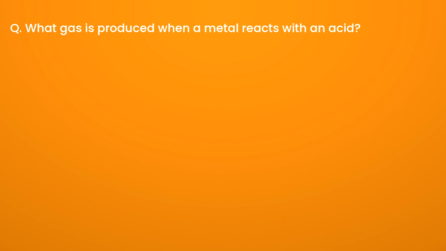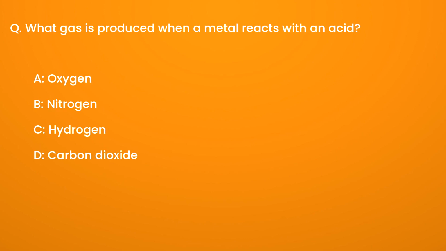Question: what gas is produced when a metal reacts with an acid? Option A, oxygen. Option B, nitrogen. Option C, hydrogen. Option D, carbon dioxide. You have 5 seconds to answer the question.